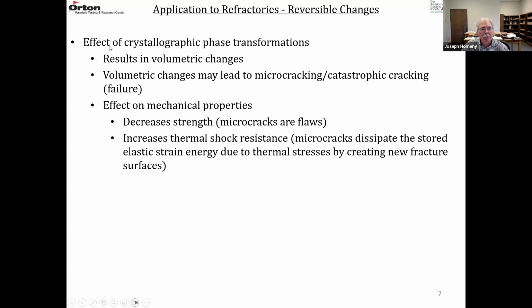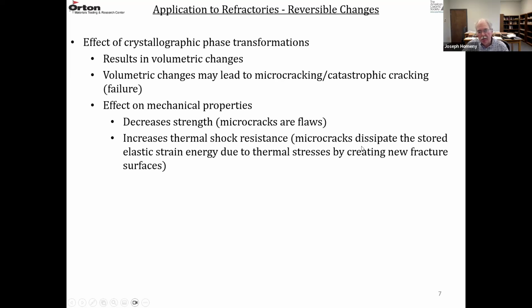So we'll look at different things that affect the thermal expansion, and we'll start out with phase transformations. When you have a crystal phase transformation, you have a volume change. Volume changes lead to microcracking, and perhaps even a more serious situation where you have catastrophic failure. So when you have these volumetric changes, they decrease the strength because they create microcracks, which are flaws. But they increase the thermal shock resistance.